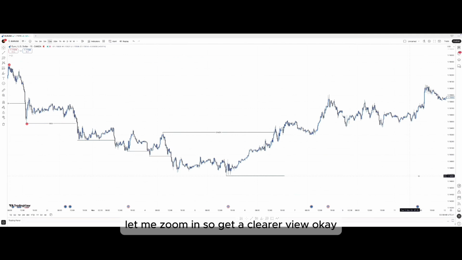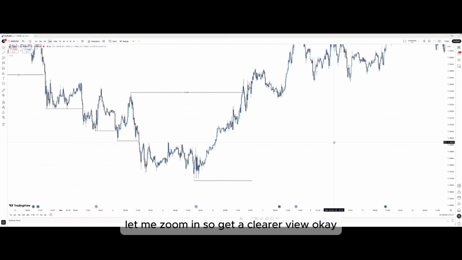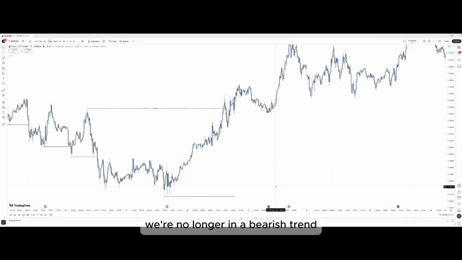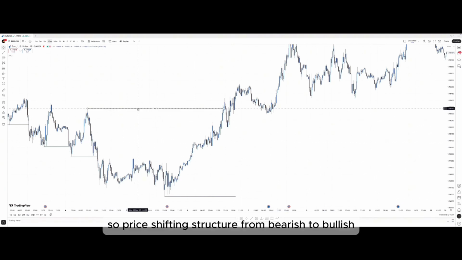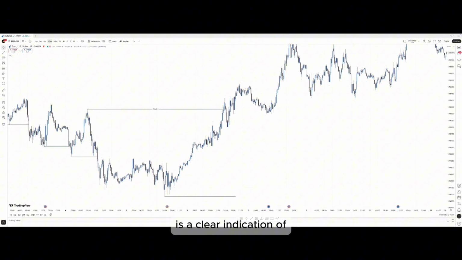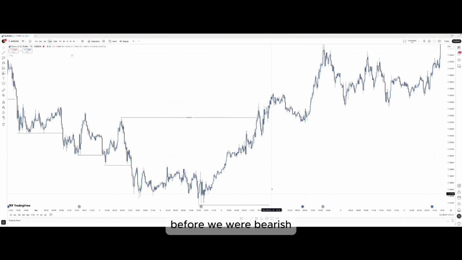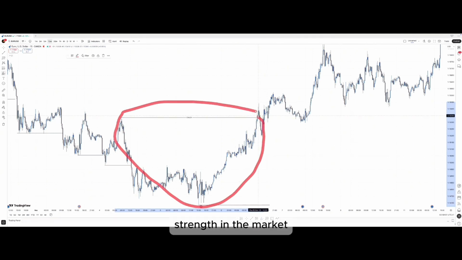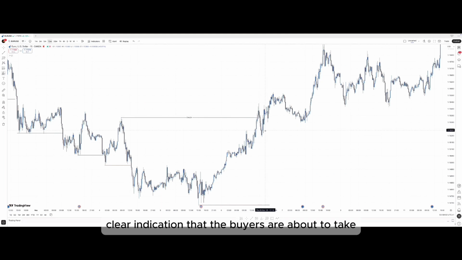Let me zoom in to get a clearer view. Okay, now we can see we're in a bullish trend, we're no longer in a bearish trend. So price shifting structure from bearish to bullish is a clear indication of bullish strength in the market. Before we were in a bearish trend, and now this is a clear indication that the buyers are about to take control, right?